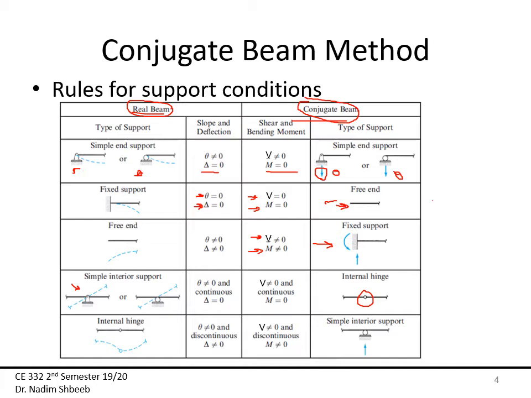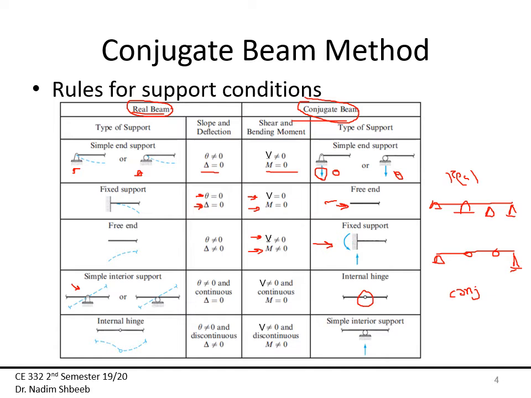There's one thing that might arise though. So let's say I have this indeterminate beam, and if I want to convert that into a conjugate beam, so here's real, and here is conjugate. Okay, don't want you to confuse the two. So now this becomes an internal hinge, this becomes an internal hinge, and this stays as is.